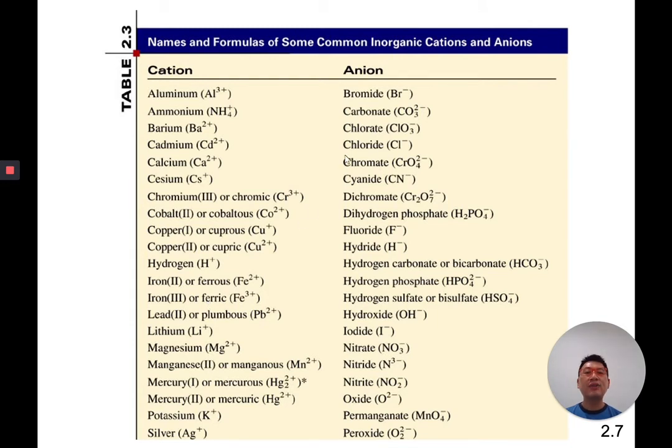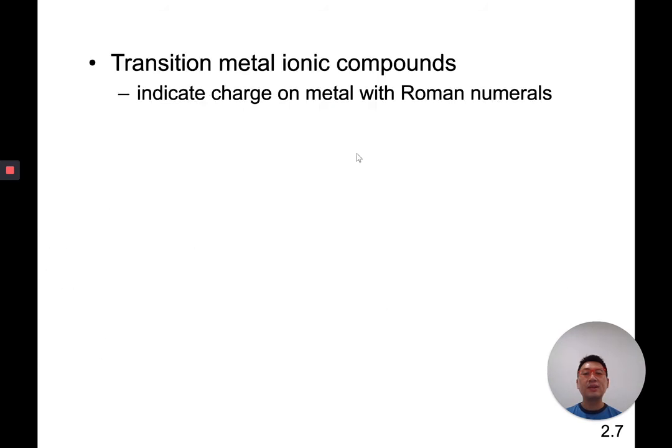Chloride is a -1. Let me go back to that question. Chloride is -1, and I have 2 chlorides in there, so that's a -2 total. If chloride is -2 total, that means the iron must be +2. Remember, total charges must add up to 0.